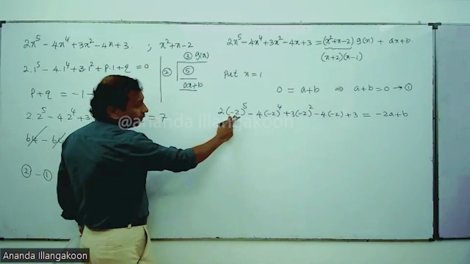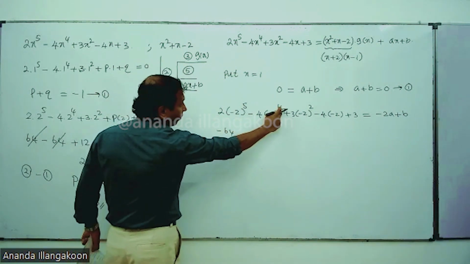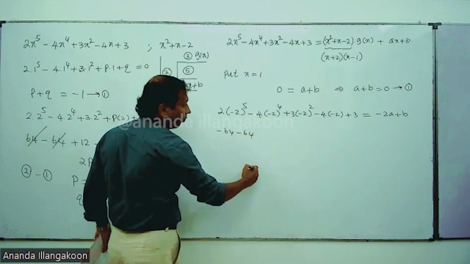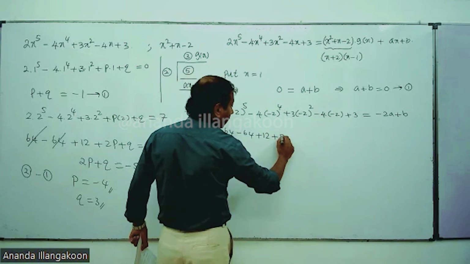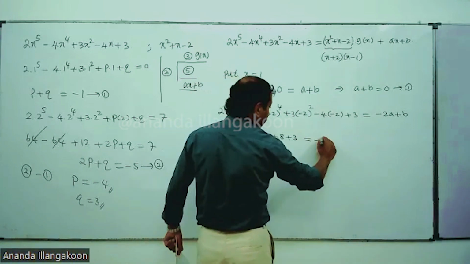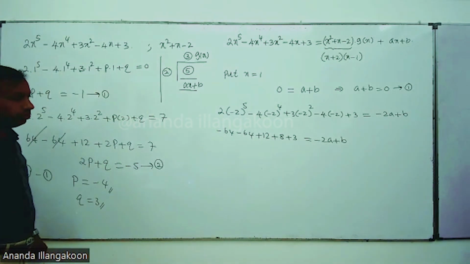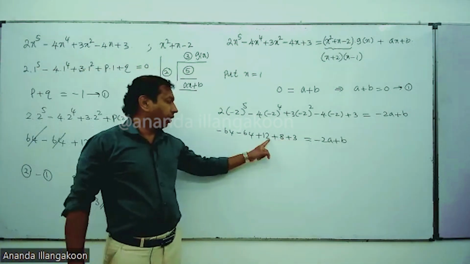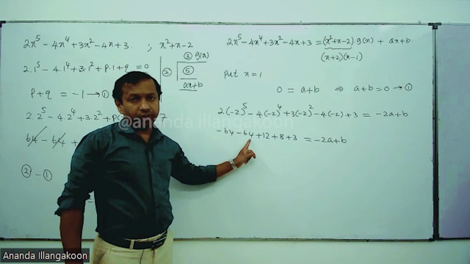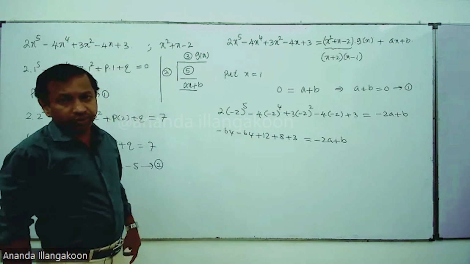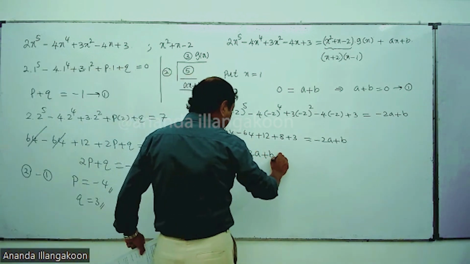Equal here, what do you get? Minus 2 to the power 5 means minus 32, minus 64. Here plus 16 into minus 4, minus 64. Here plus 4 into 3, it's 12. Here plus 8 plus 3, minus 2a plus b. Right. Now, here we get 23. Here we get minus 128. Minus 128 plus 23 means minus 105. Then we get minus 2a plus b equals minus 105.